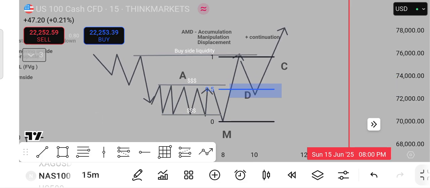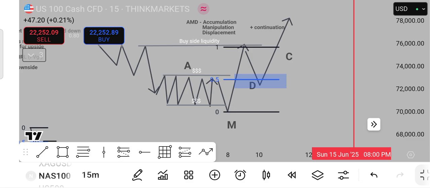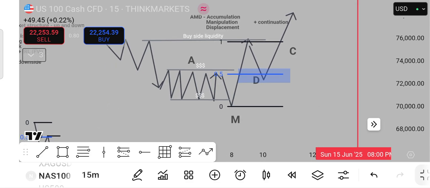But maximum time, continuation in the PM session. In the AM session, it will manipulate, displace, or continue. Maximum time I have seen displacement and continuation. Displacement in New York time, AM session in Nasdaq especially, and then in the PM session, continuation. Simply. Okay. And remember, maximum time in Nasdaq, the Asia session will accumulate, the London session will manipulate, the New York AM session will displace, and the PM session will continue.